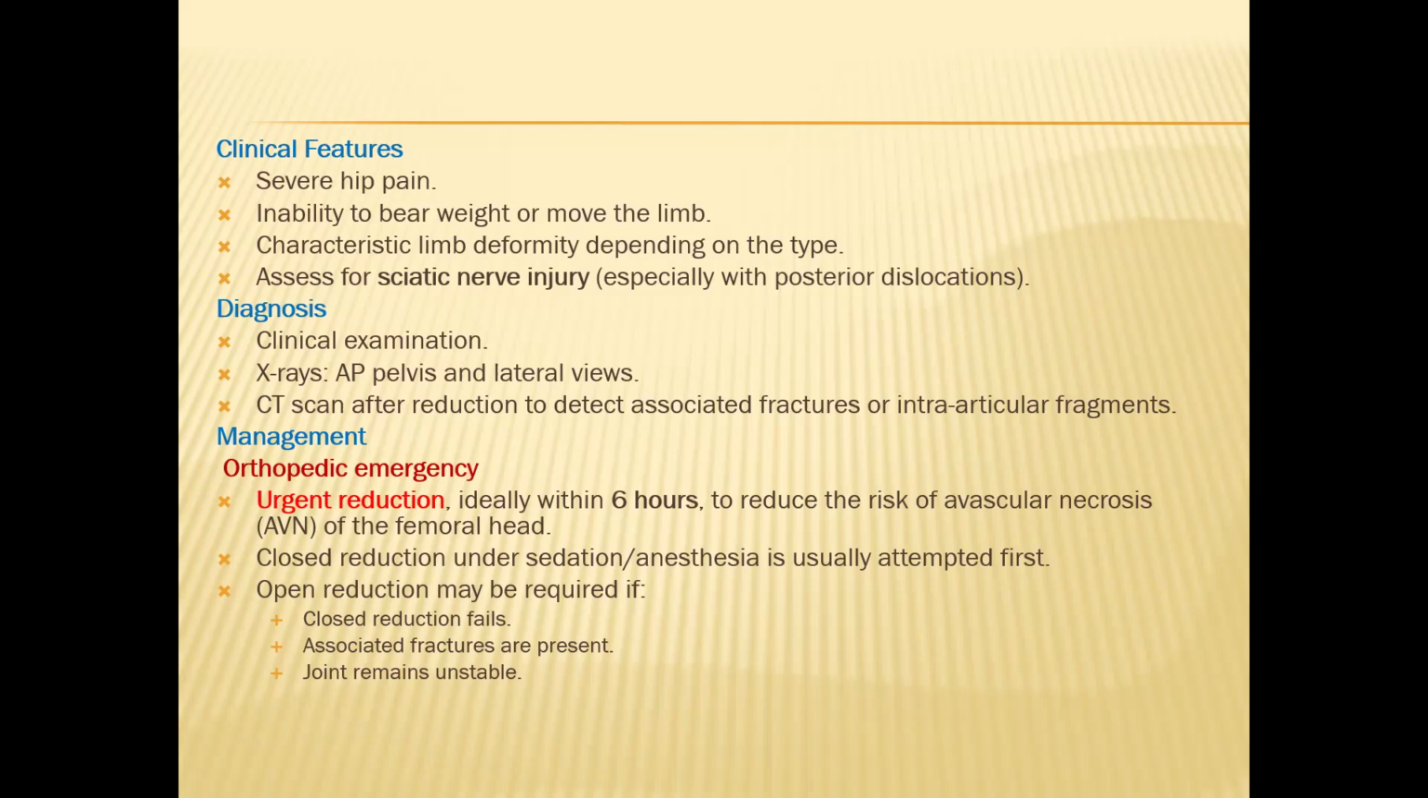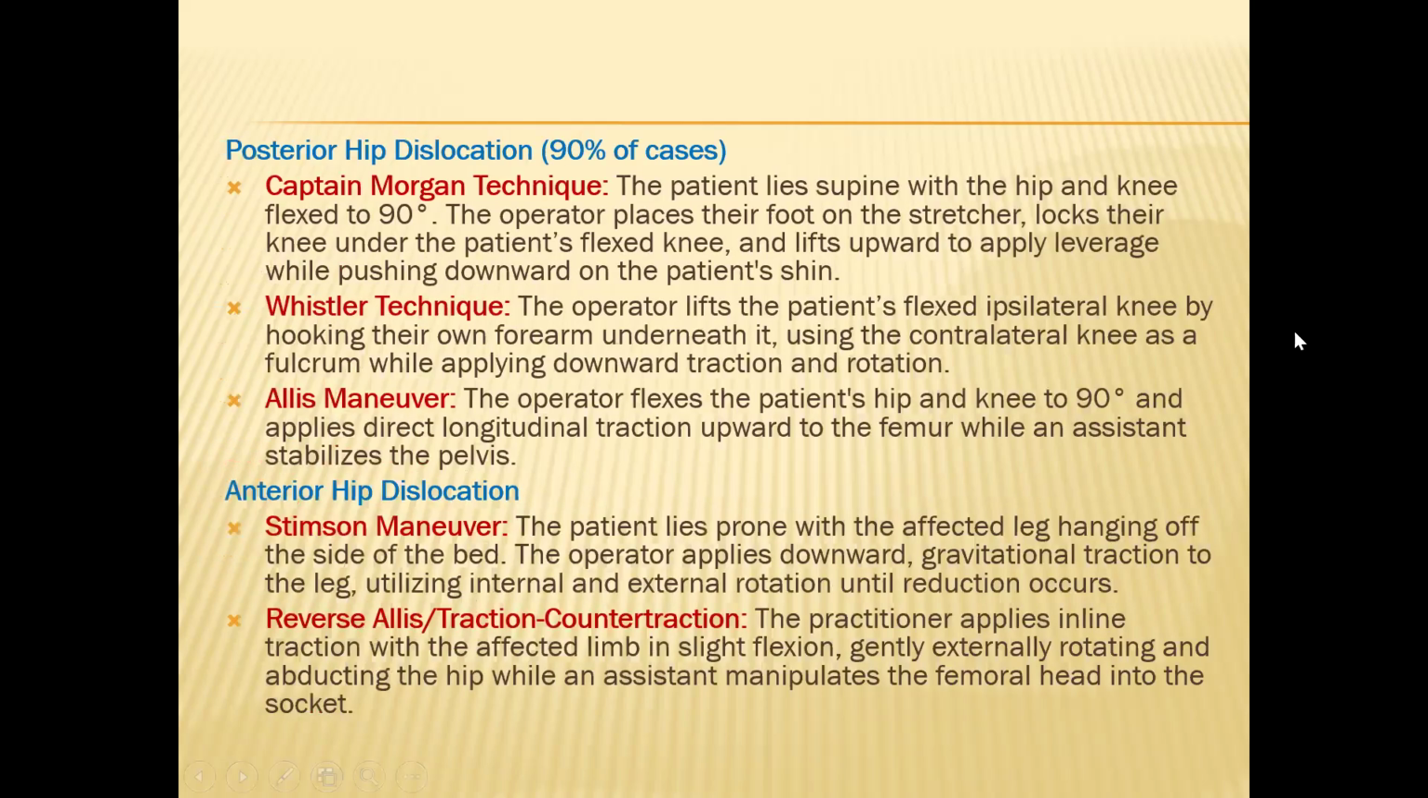So there are different types of reduction. If there is a posterior hip dislocation, there are different techniques. They are known as the Captain Morgan technique, Whistler technique, and Allis maneuver. If there is an anterior hip dislocation, it will be the Stimson maneuver, and traction and counter traction. These are complex techniques that need experience.